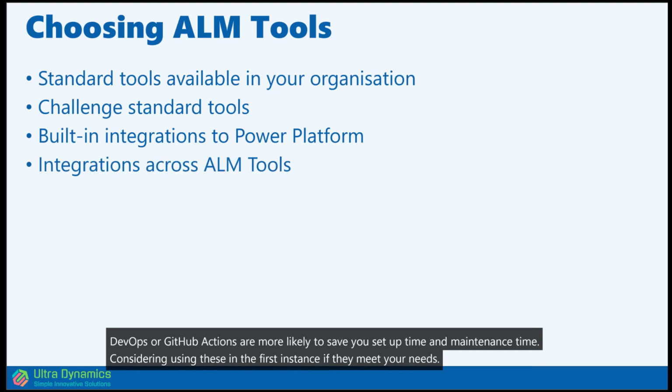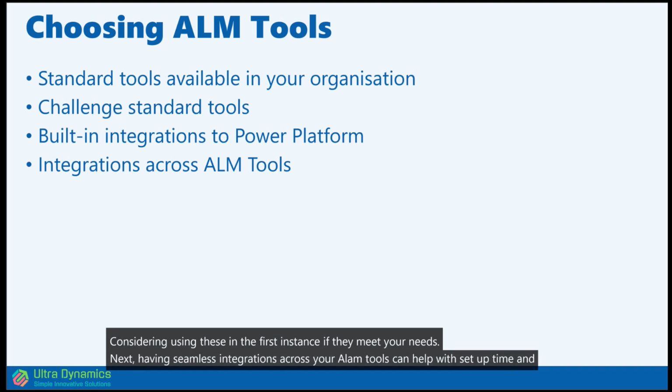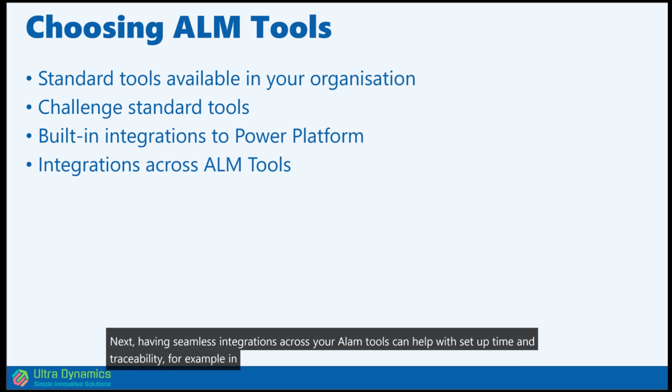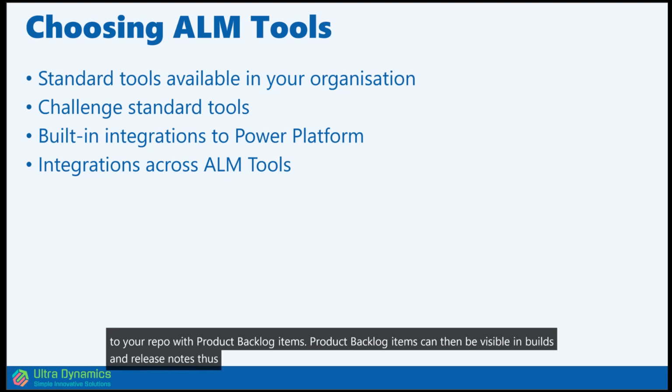Next, having seamless integrations across your ALM tools can help with setup time and traceability. For example, in Azure DevOps, you can manage your backlog and relate commits to your repo with product backlog items. Product backlog items can then be visible in builds and release notes, thus achieving end-to-end traceability. Consider these options if this is something that is important for you.